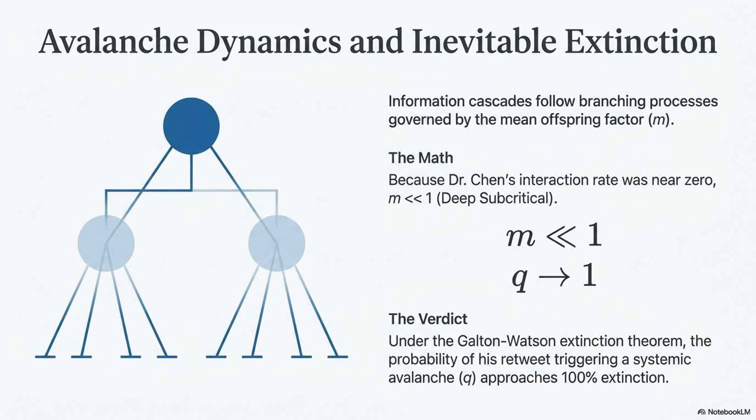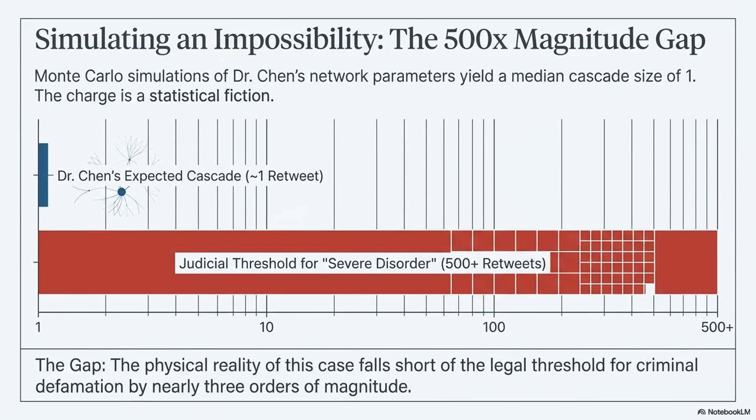And the simulation data in the AI reports calculated Chen's M value based on his specific network parameters. So his low follower count, his lack of engagement, and the absence of algorithmic boosting. And his M value wasn't 10. It wasn't even 1. No. His average branch number was M equals 0.12. Which is incredibly low. 0.12 puts him in the deep subcritical regime.